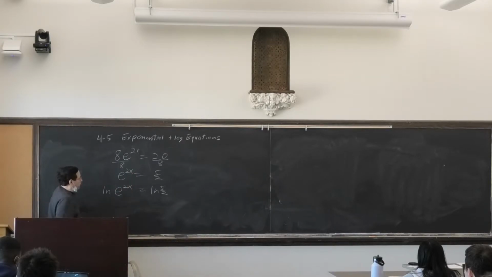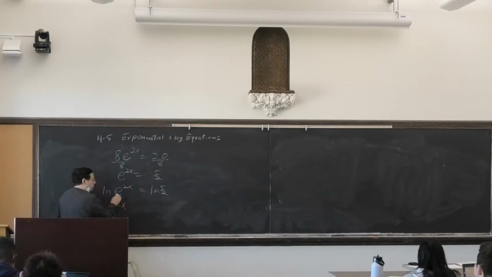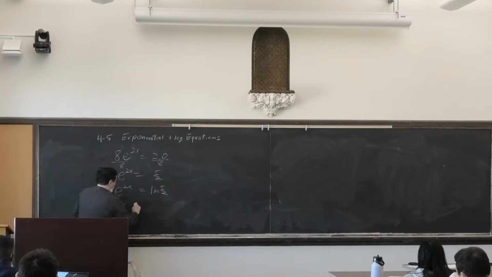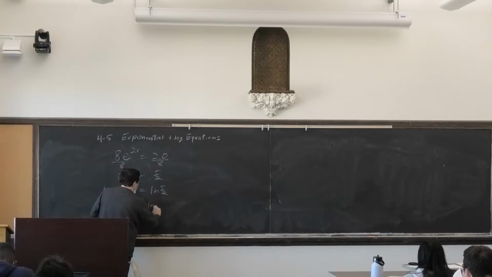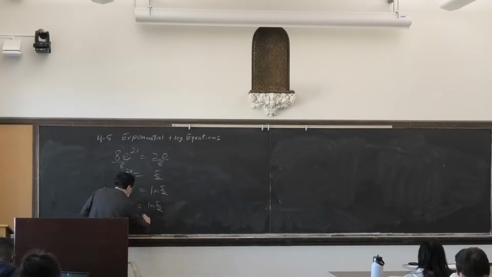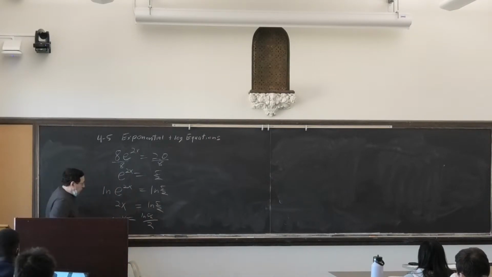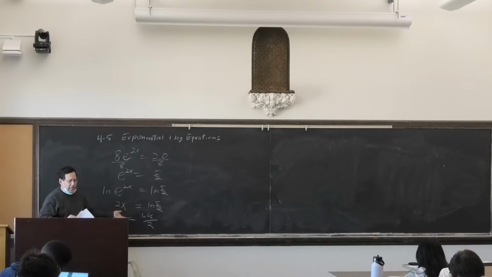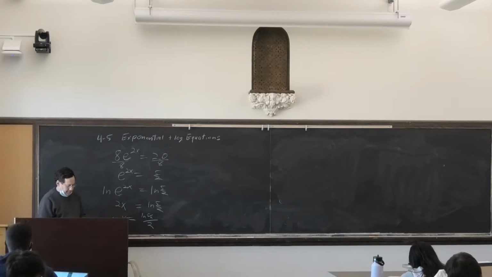Take the ln of both sides. This is going to become 2x. Remember, I just took the inverse. All right, 2x equals ln of 5 halves. Now I have x equals ln of 5 halves over 2. Which again, if you want a decimal number, the calculator can give you that.